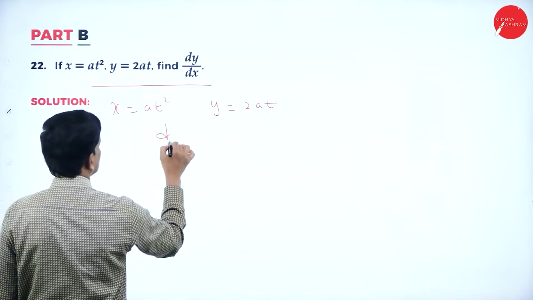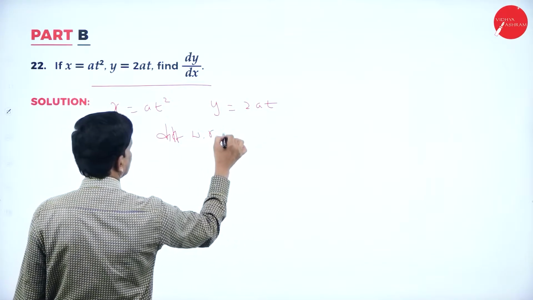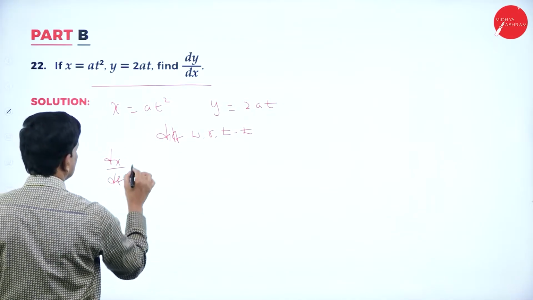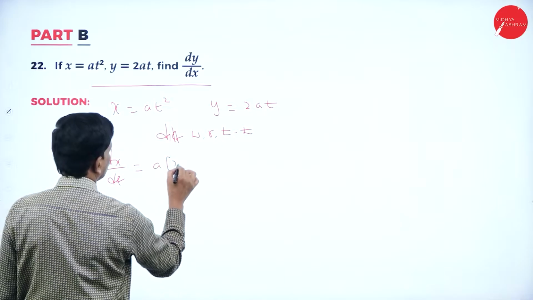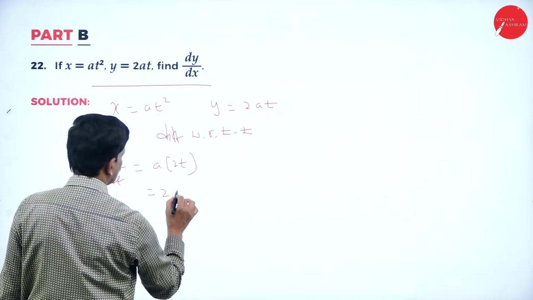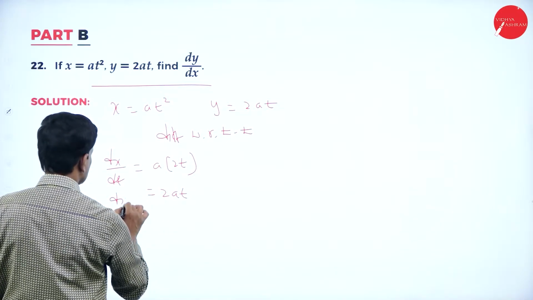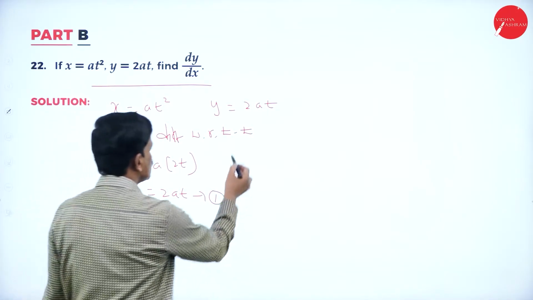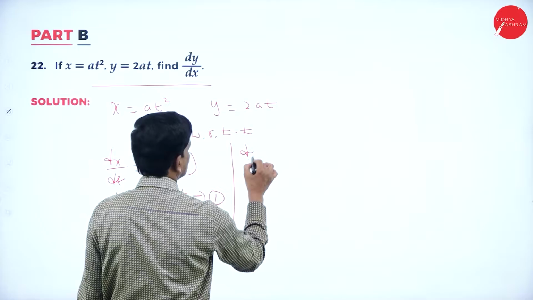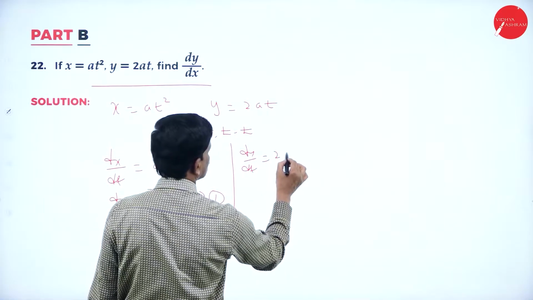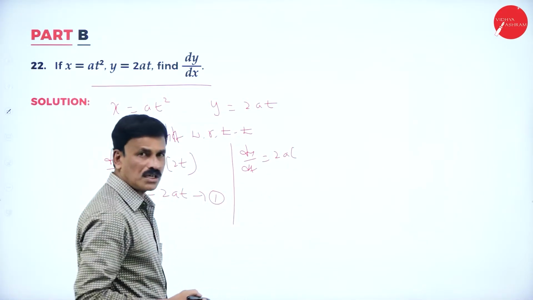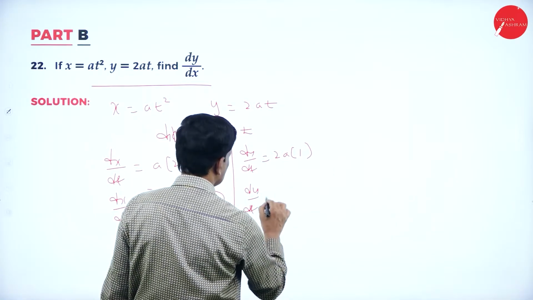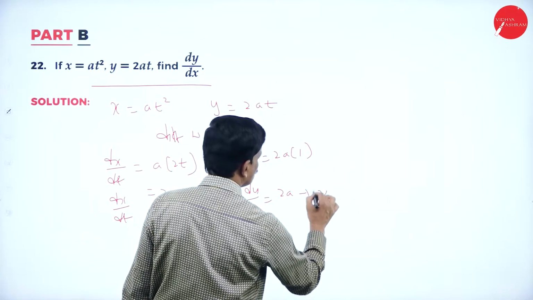Now differentiating with respect to t. What will you get? dx by dt is equal to a into differentiation of t square, which is 2t. So dx by dt is equal to 2at. Equation number 1. Similarly, differentiate y with respect to t. dy by dt is equal to 2a constant, derivative of t is 1. So dy by dt is equal to 2a into 1, which is 2a.